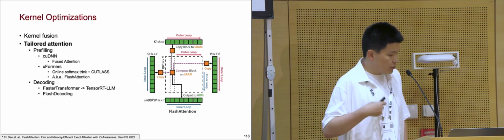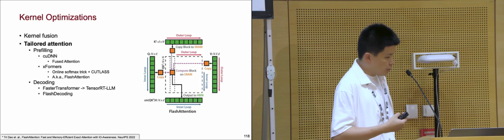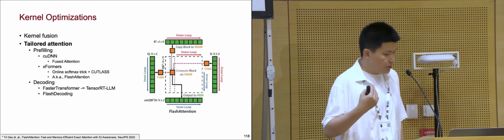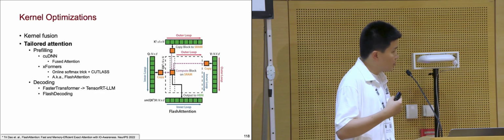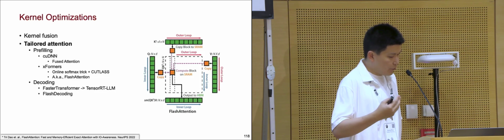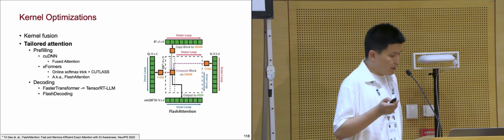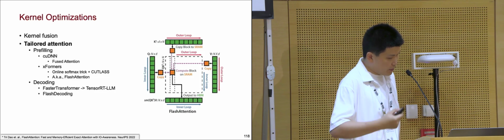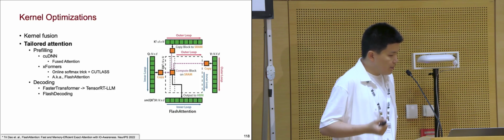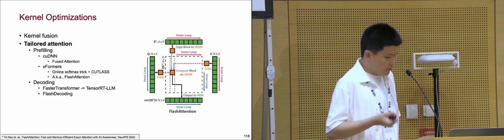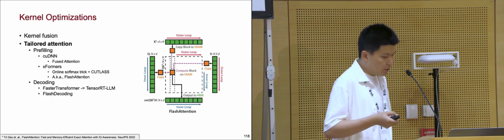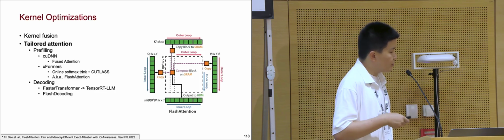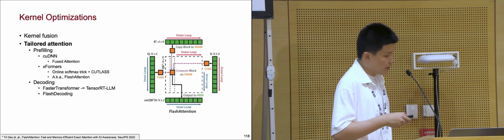One is trying to fuse the GEMMs with the same shape. For example, this QKV multiplication will be fused together by using a single input matrix. And another category is trying to fuse the GEMMs with some non-GEMM GPU kernels. For example, the residual connection, the layer normalization, and/or the activation functions can be fused with the add bias operator.